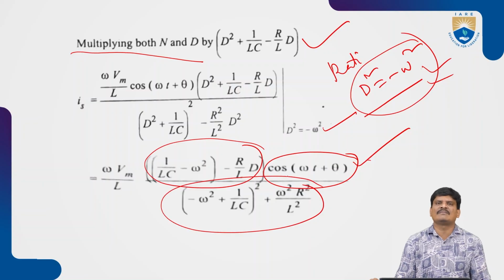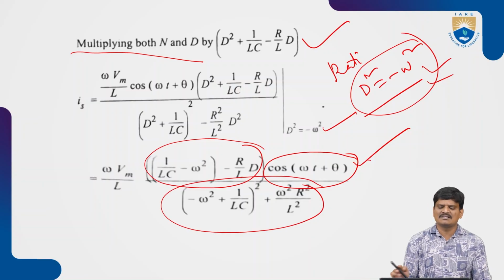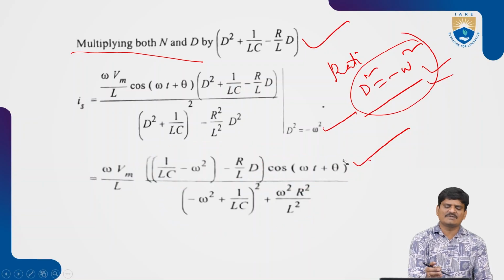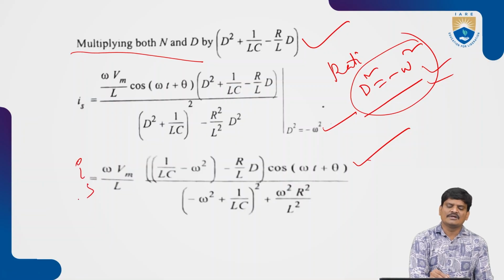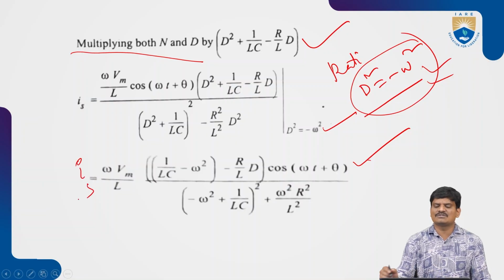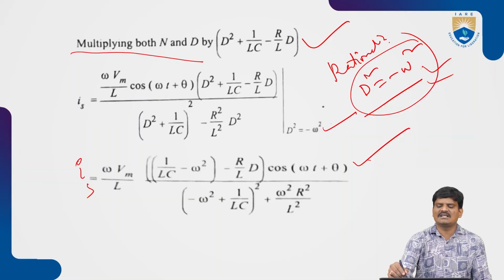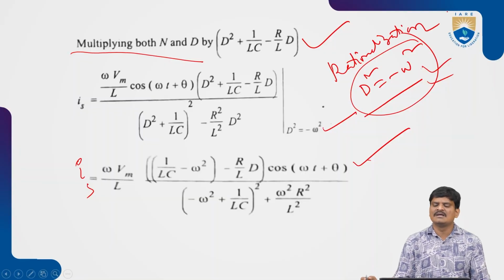and this is the expression which can be written in the form of a square minus b square. So these are all the expressions which are obtained by using two mathematical requirements. One is nothing but a rationalization concept with respect to the parameter that is present in the denominator, and the other is replacing the value of d square as minus omega square.